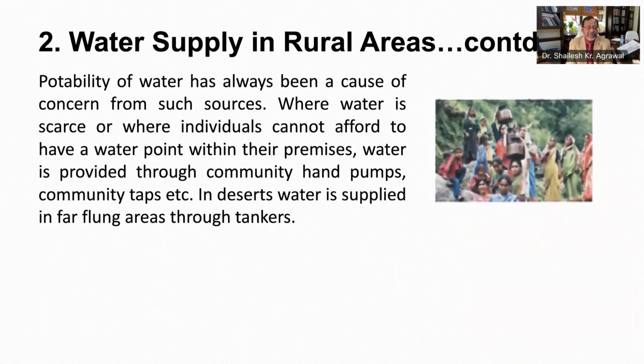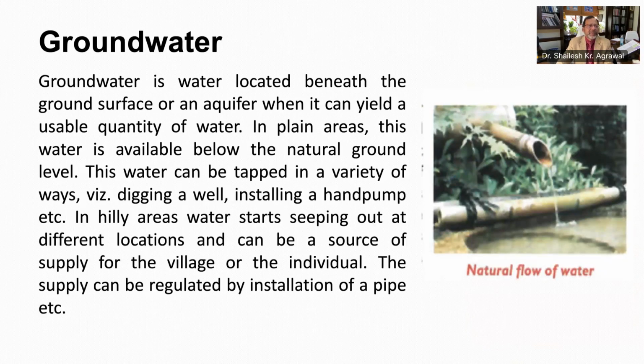Potability of water has always been a cause of concern from such sources. Where water is scarce or where individuals cannot afford to have a water point within their premises, water is provided through community hand pumps, community taps, etc. In desert, water is supplied in far-flung areas through tankers.